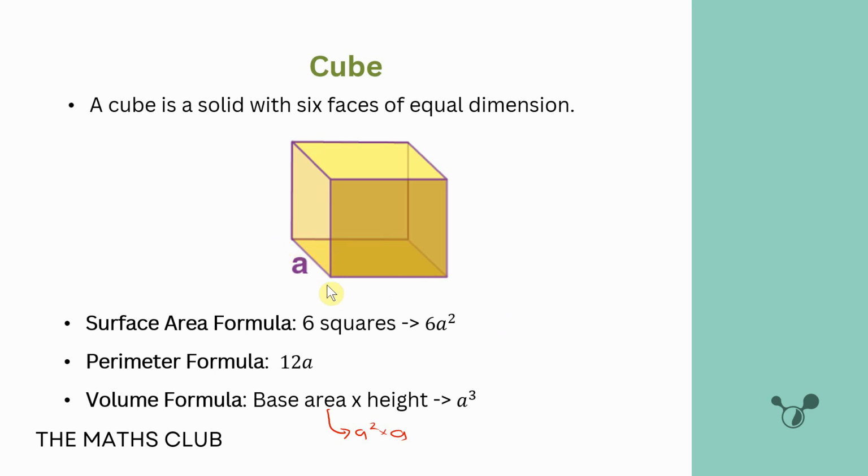Really, what you have here is a square, and then you're stacking multiple squares on it. It's a layer of square, a layer of square, a layer of square. So how high is that stack of layers? A squared times A will give you A cubed. And that's where we get the volume formula from.